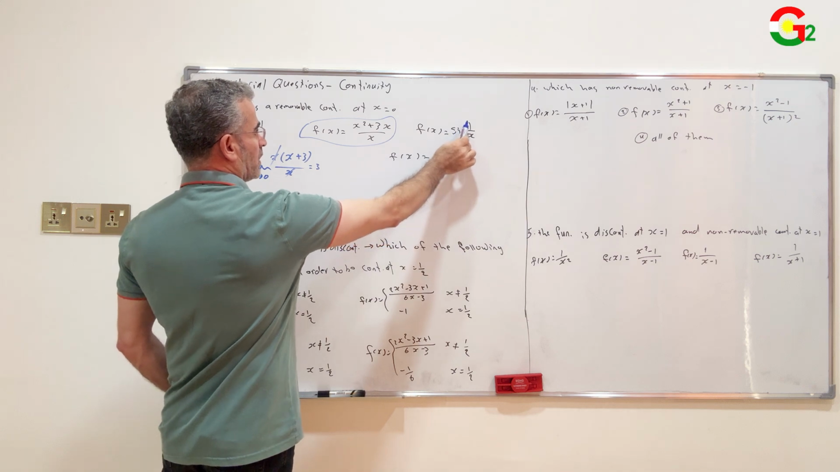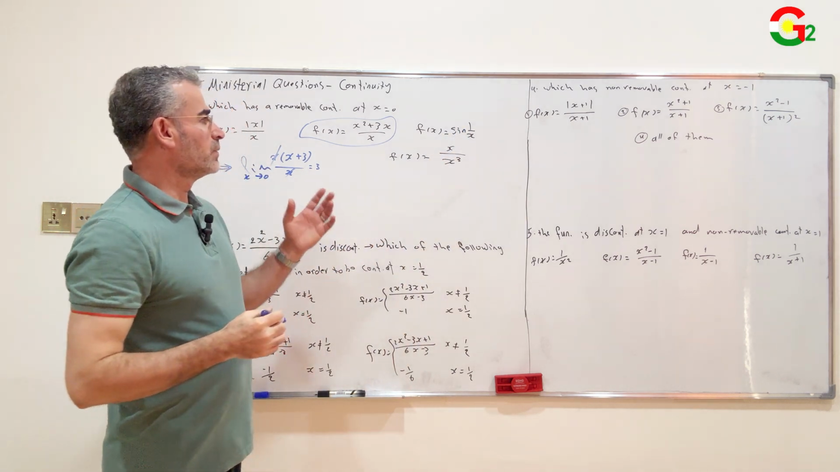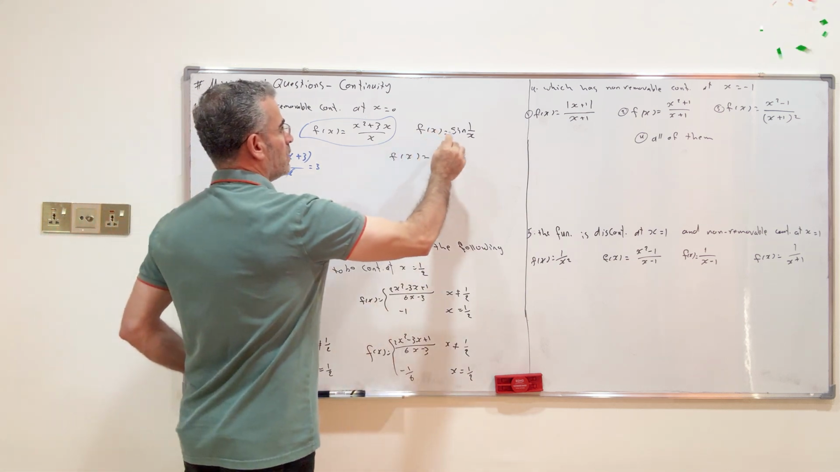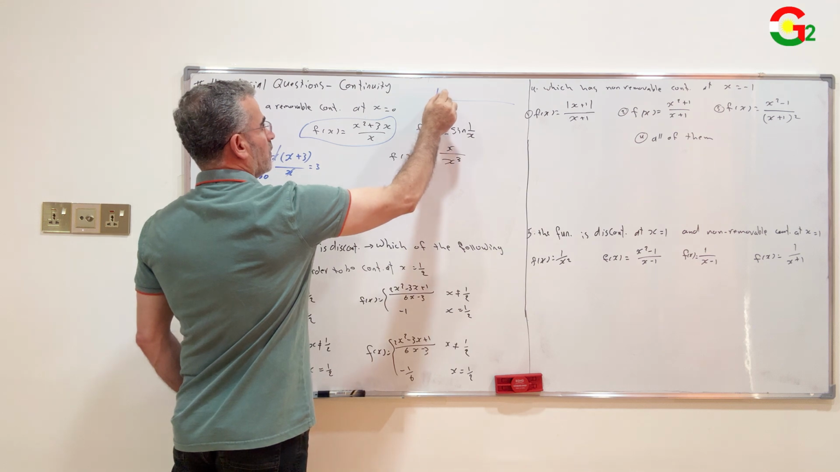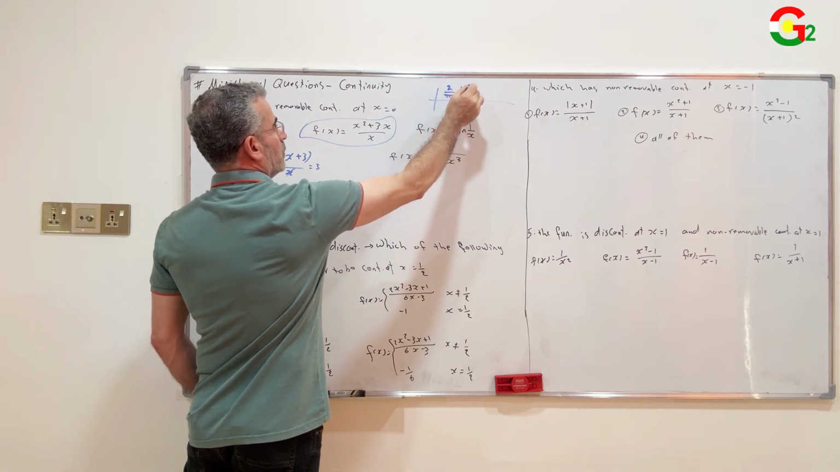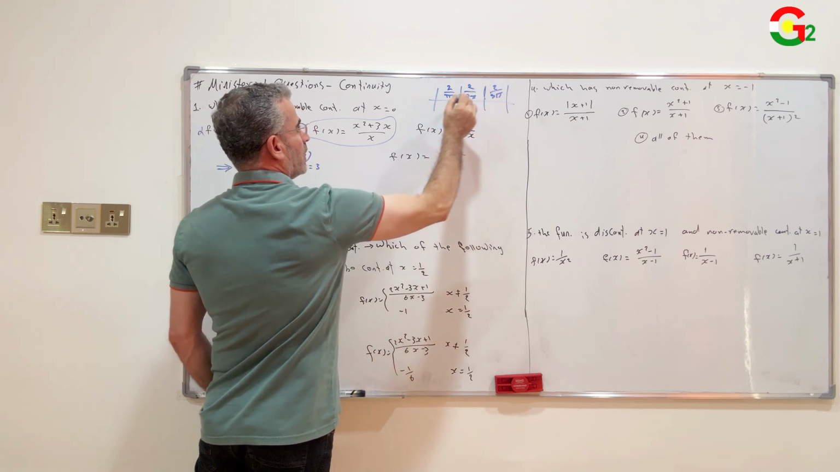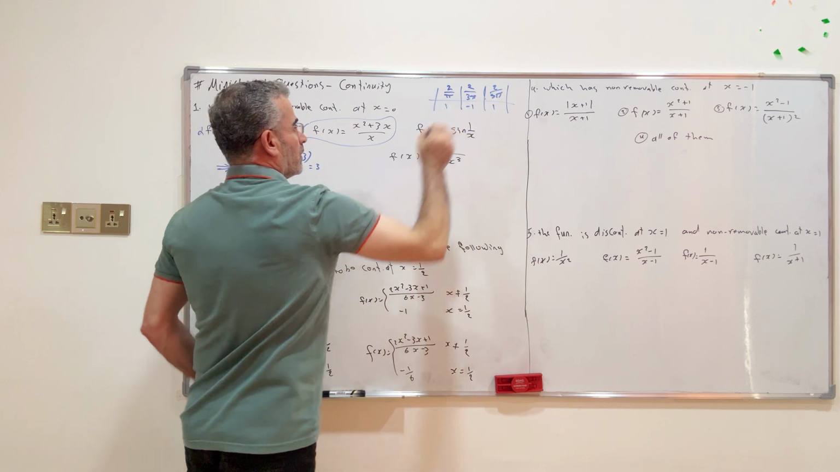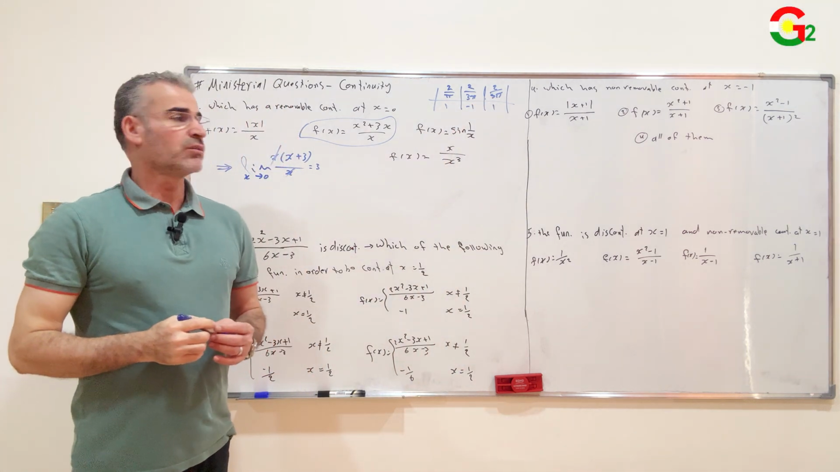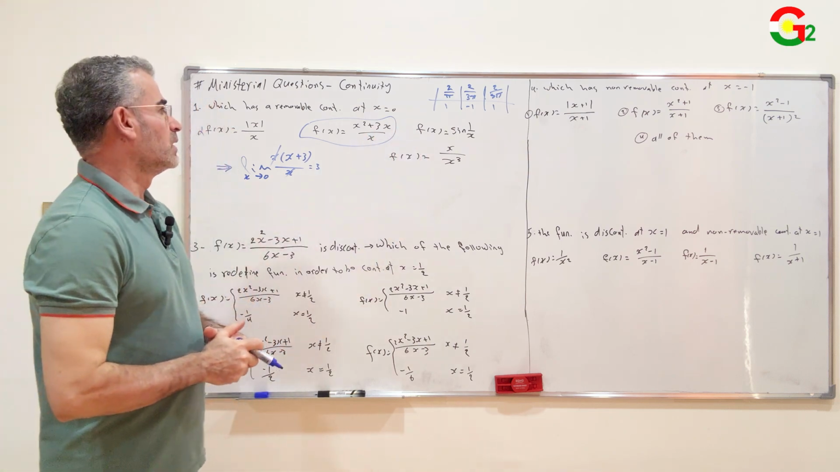For the sine 1 over x, we solved it before, it is oscillating between negative 1 and 1, therefore this function has no limit. If we take values as 2 over pi, 2 over 3 pi, 2 over 5 pi, then we find that the value of the function oscillates between two fixed numbers, then this function has no limit when x approaches 0.